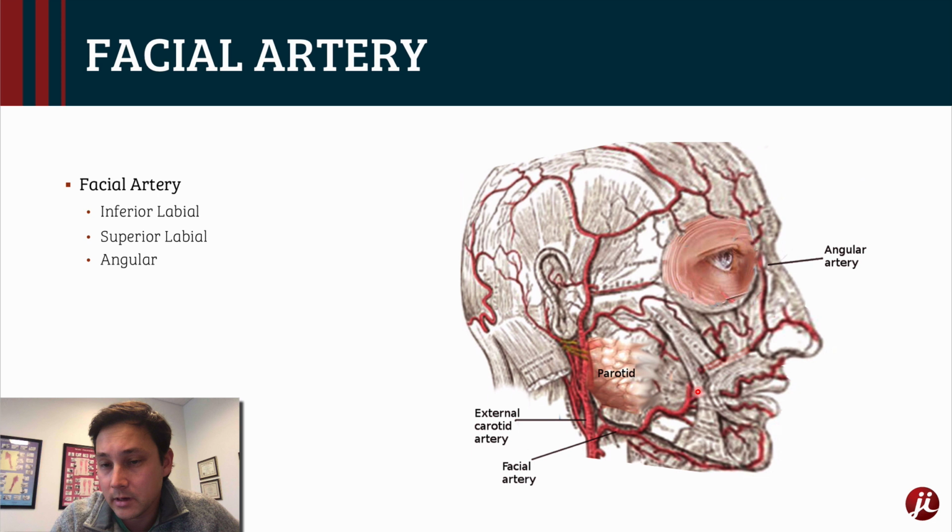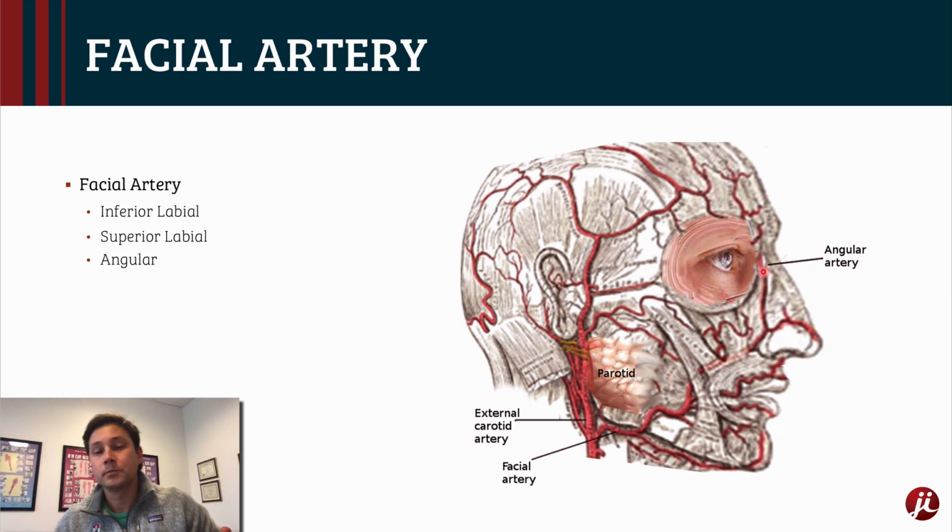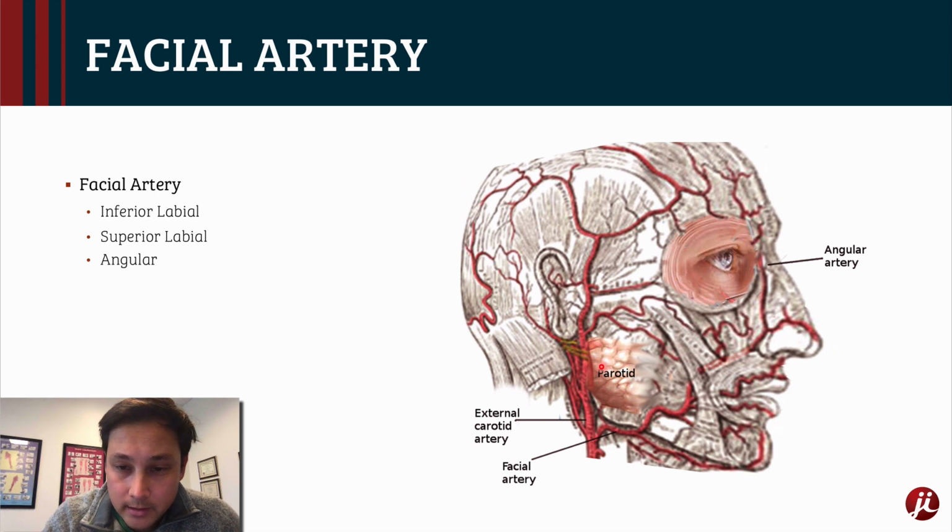And then after giving off those 2 branches, the facial artery is going to continue and change names to the angular artery as it heads up towards the bridge of the nose. From the superficial view, you can also see that parotid gland here with the parotid duct. And then as the external carotid artery continues, you do see a transverse facial artery here.